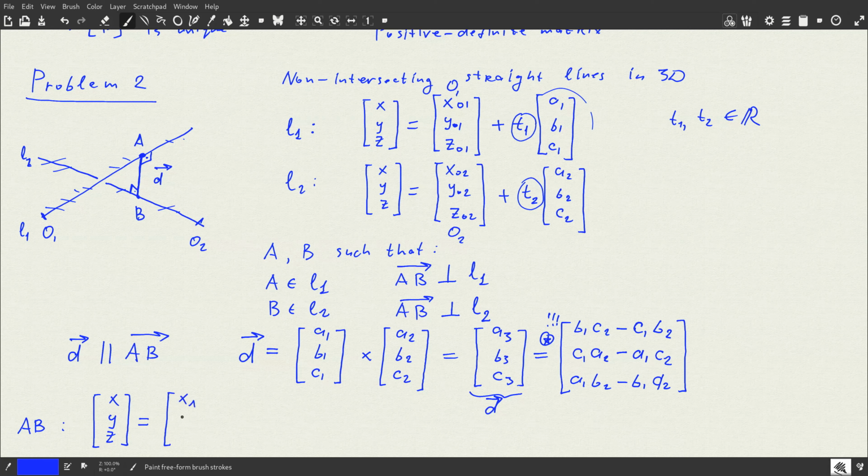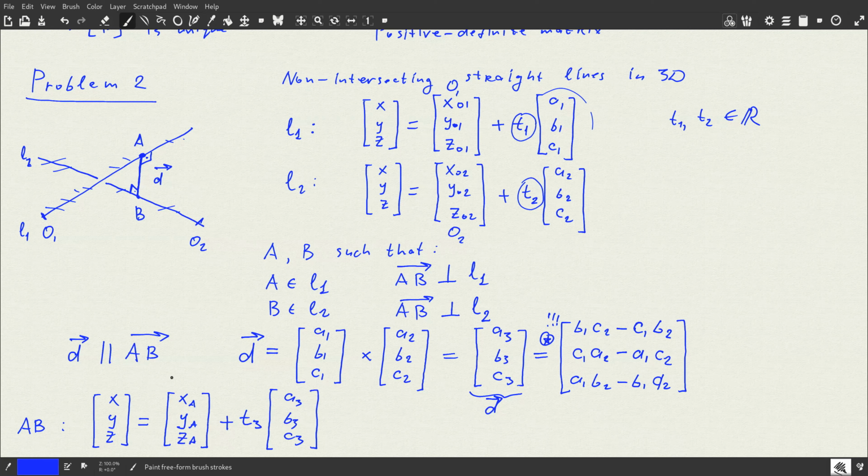XA, YA, ZA plus some parameter which I denote by T3 in this case, times the directing vector, and in this case, the directing vector is precisely our vector D, A3, B3, C3. Okay.